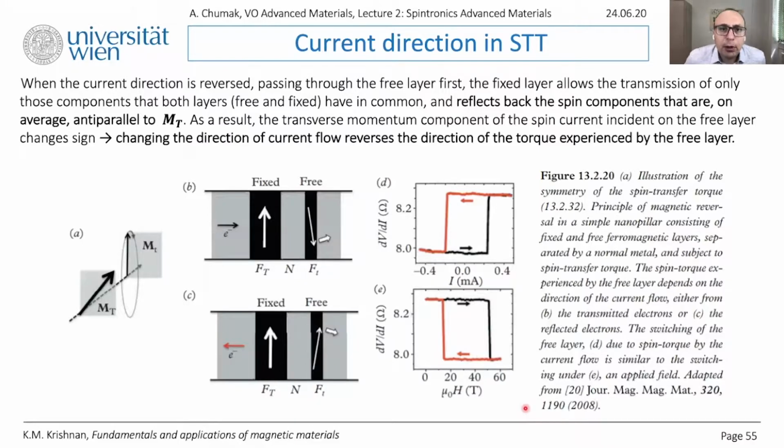A few words about current direction. So we have discussed the situation when we send currents through a fixed ferromagnetic layer, and it's coming to a thin free layer, and then spin polarization is switching magnetization to the direction of the fixed part. So this is this part of our picture.